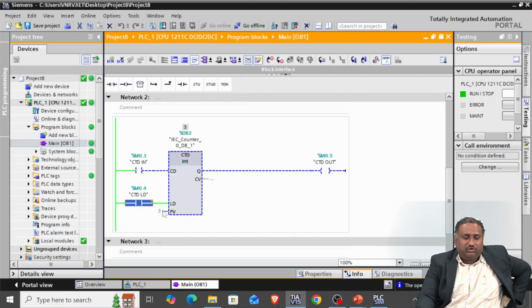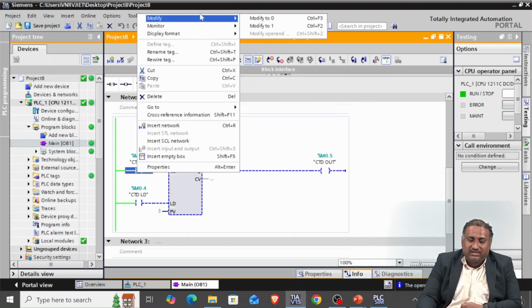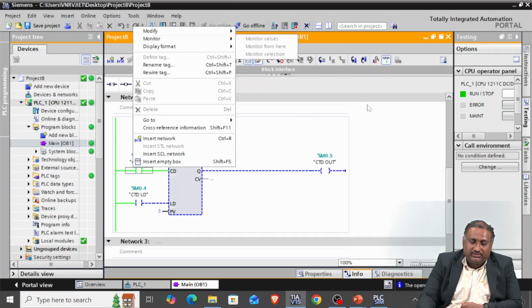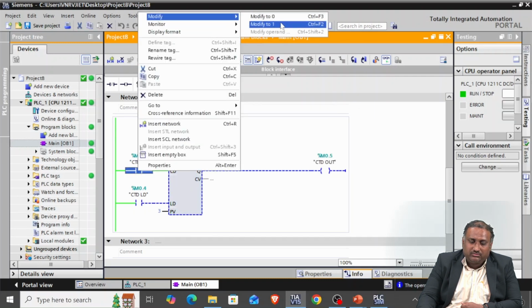When we enable the load option, the preset value is transferred onto the cumulative value. Now I have given a pulse signal as an input to the counter. So you can observe that the cumulative value has changed from 3 to 2.